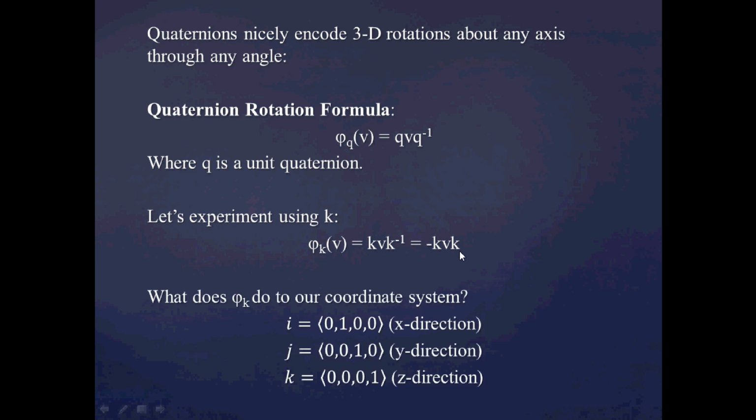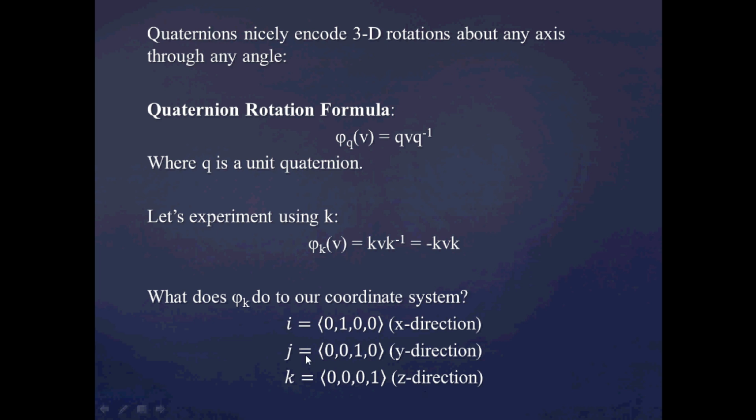And let's examine what that does to our coordinate system. Now let's use the physics interpretation of i, j, and k, where i is always going to represent 0, 1, 0, 0, but it's going to represent the x direction. j is going to be 0, 0, 1, 0, and that's going to represent the y direction. And then k is going to represent the z direction.